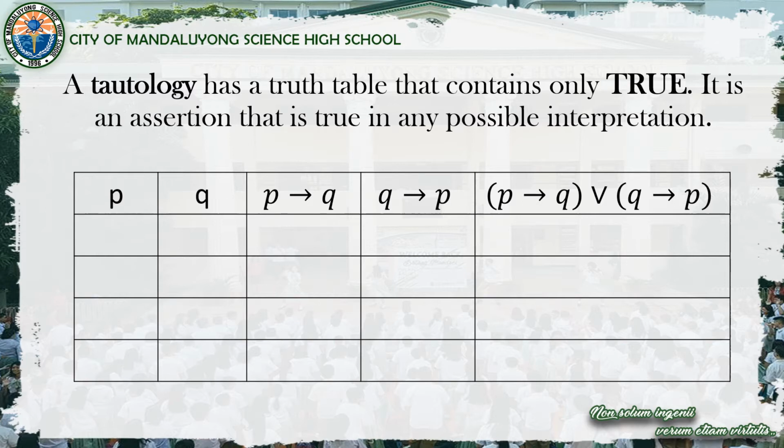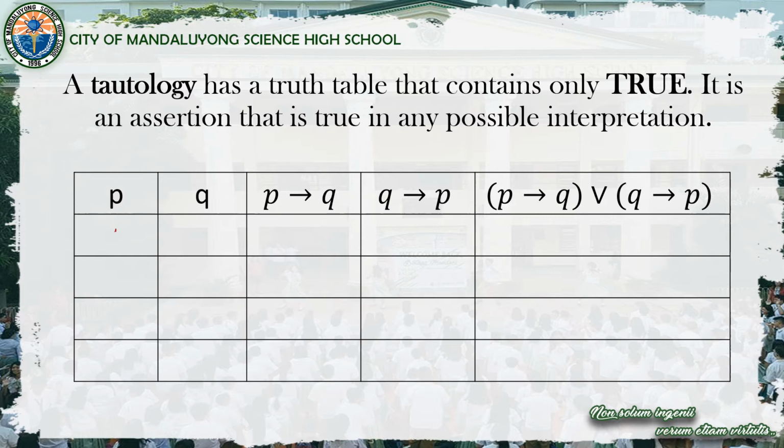We have here P implies Q or Q implies P. So, just like what we did sa ating mga truth tables, we identify first what are the possible values of our propositions P and Q. So, lagay muna natin ano-ano yung mga possible values.